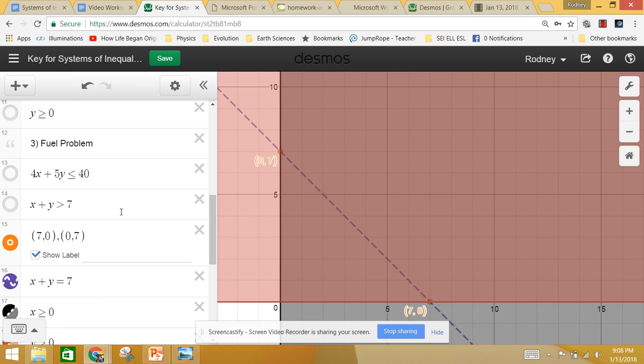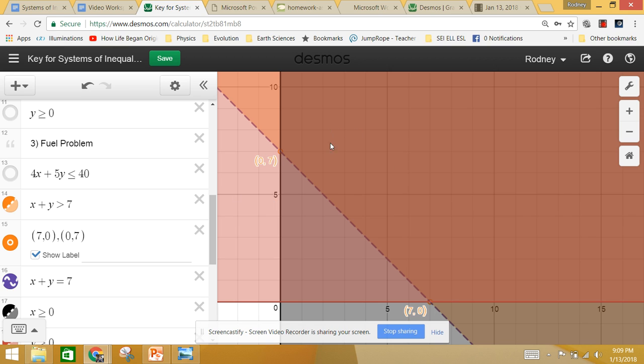And now I've got to consider which side is going to be shaded. So the side that's going to be shaded, I'll use 0, 0. So 0 plus 0 is greater than 7. Is 0 greater than 7? It is not greater than 7. So this side loses. 0, 0 does not get invited to the party. We're going to be shading this side for this inequality. And there you have it.